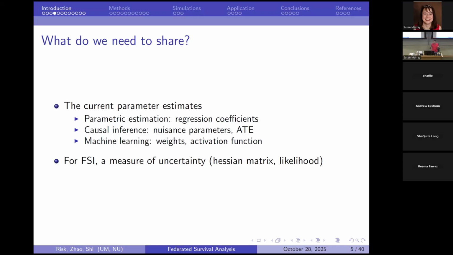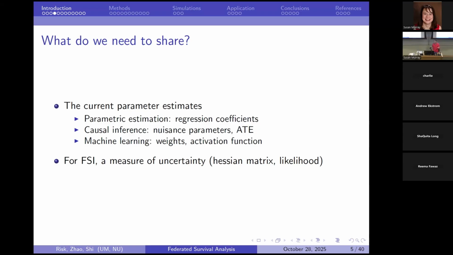Now for federated statistical inference, we don't just need to share current parameter estimates. We also need to share a measure of uncertainty. And usually what that looks like is a Hessian matrix or a likelihood. And this is important for two reasons. The first reason is because at the end of the day, we want to do inference. So we're going to need to update some sort of estimate of uncertainty so we can construct something like a confidence interval or do a hypothesis test at the final site.